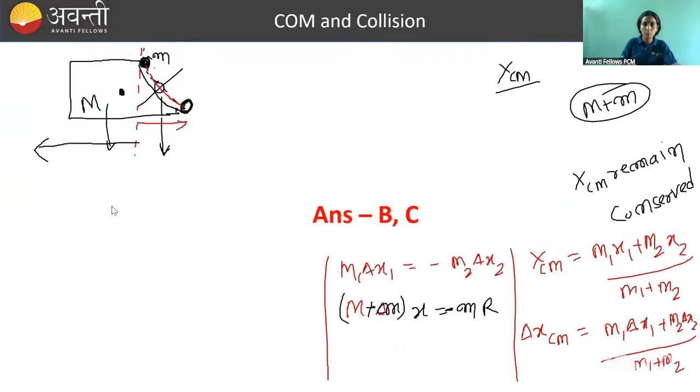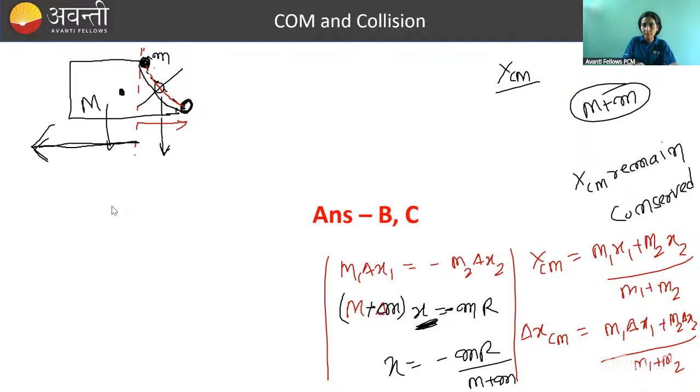How much will block M move? This much. And here why have I added plus M? Because when small m is moving in this sense, then upon it capital M is also there. So overall M plus m is moving, and that is why I've written here (M plus m)x. So from here you will get x is minus m r by M plus m.